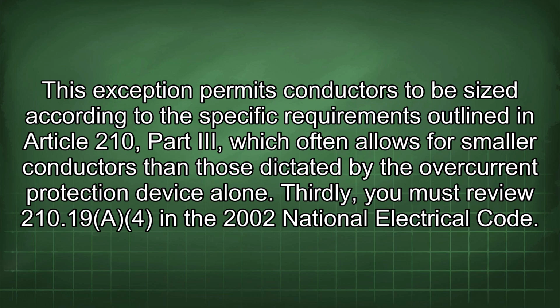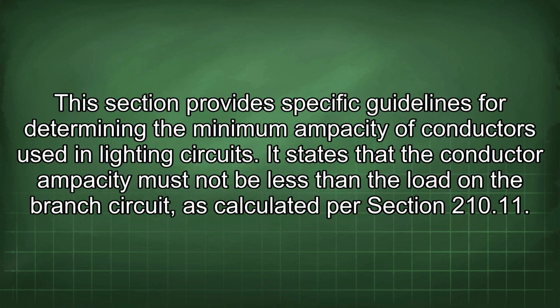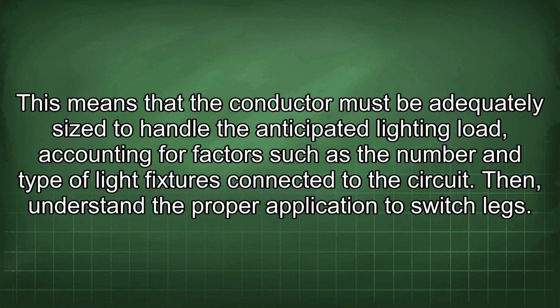Thirdly, you must review 210.19 in the 2002 National Electrical Code. This section provides specific guidelines for determining the minimum ampacity of conductors used in lighting circuits. It states that the conductor ampacity must not be less than the load in the branch circuit, as calculated per section 210.11. This means that the conductor must be adequately sized to handle the anticipated lighting load, accounting for factors such as the number and type of light fixtures connected to the circuit.